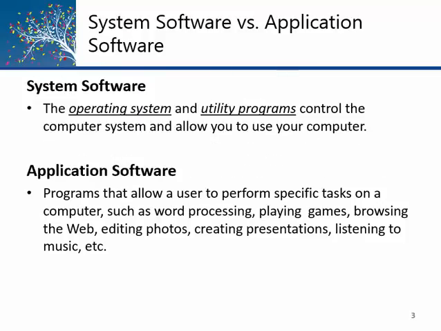System software is the topic of Chapter 5. Application software is the topic of Chapter 6. The difference between these two is that the system software is what operates the system. Now there's the operating system itself, and then there's utility programs that make the operating system even more effective, but their purpose, the operating system and utility programs together, is to operate the system.